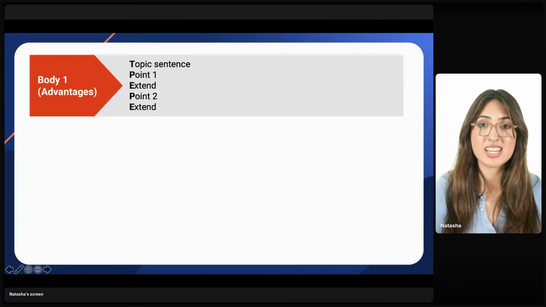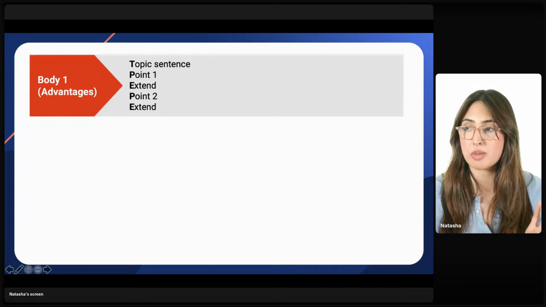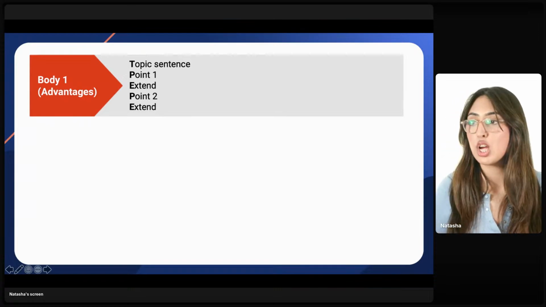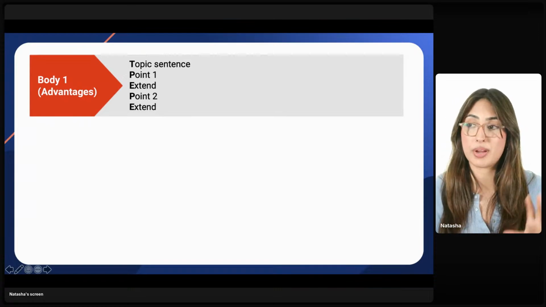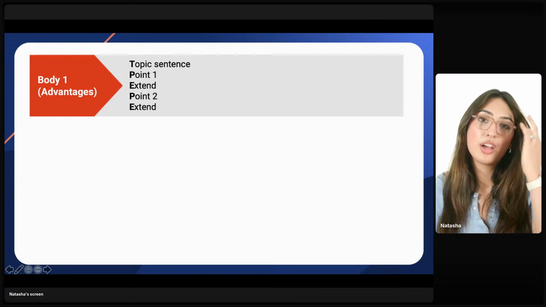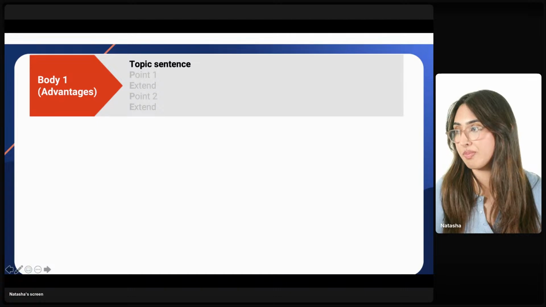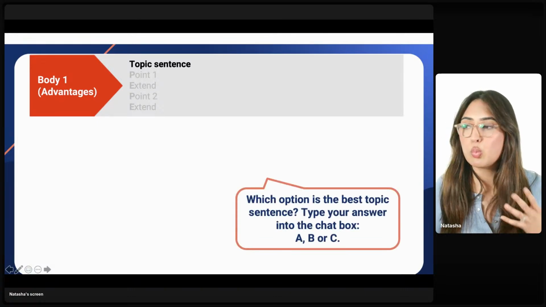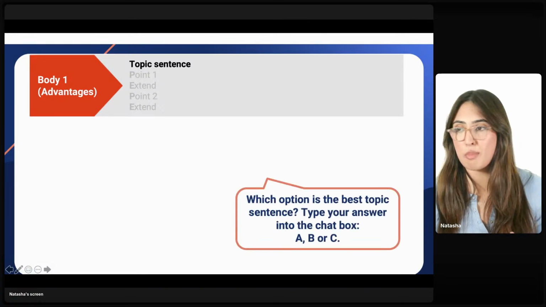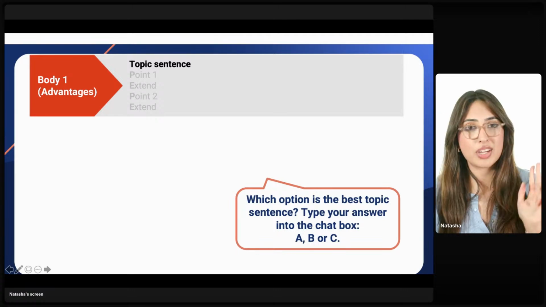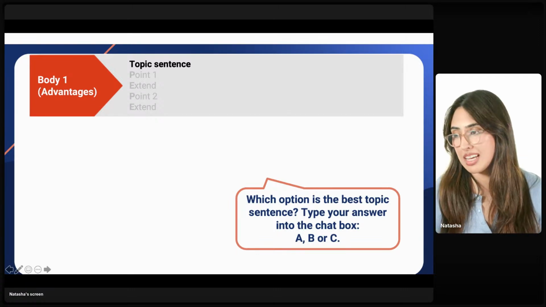We're now ready to begin writing our first body paragraph about the advantages. Recall the double idea paragraph structure here at the top, and we're going to begin with our topic sentence. So, which option is the best topic sentence? Let us know now. I'm going to give you 3 options, A, B, or C, and I'll read them to you now.